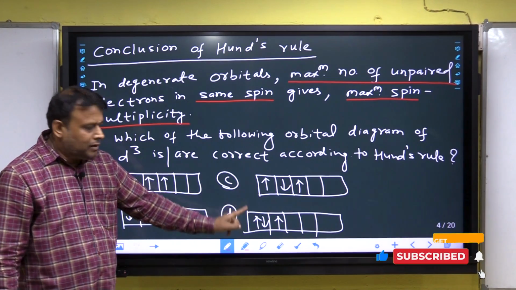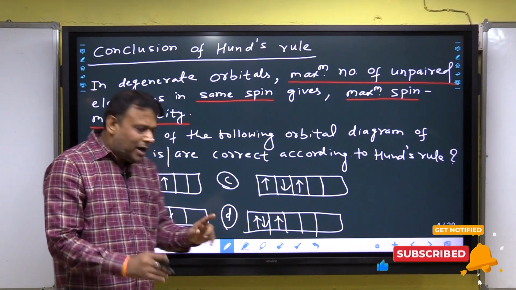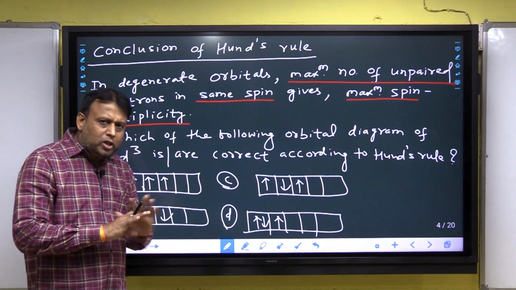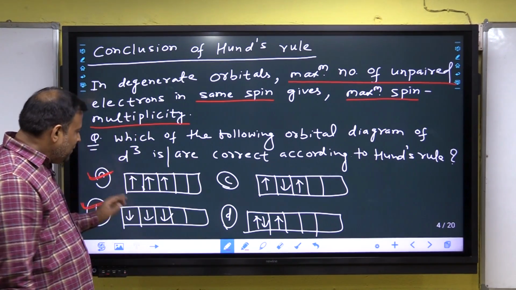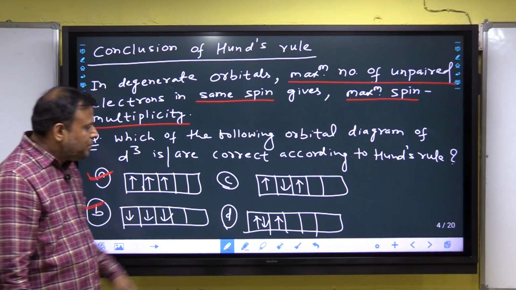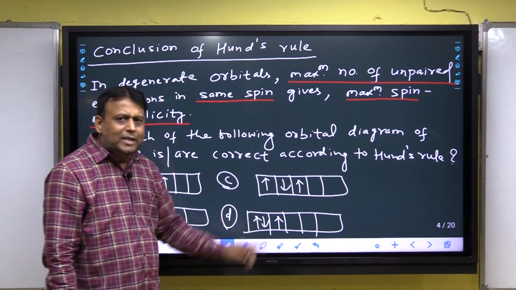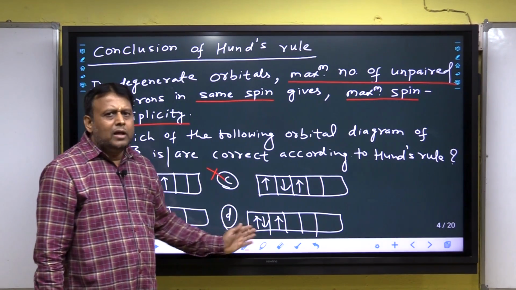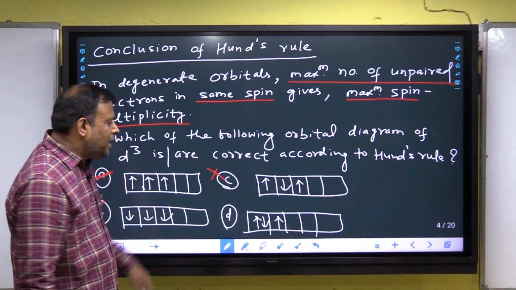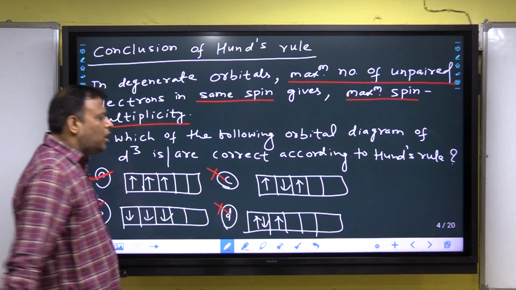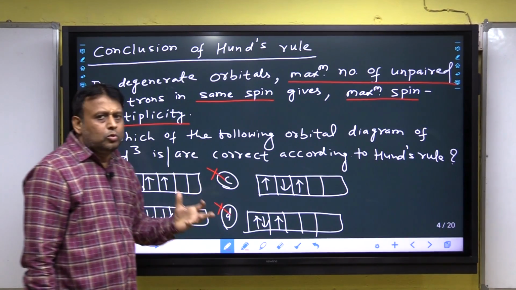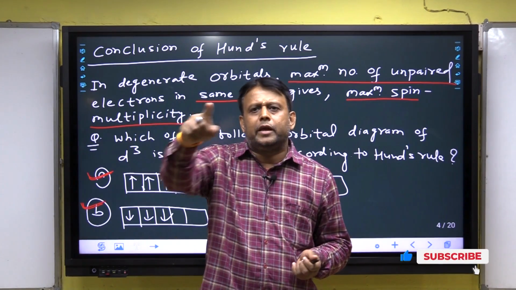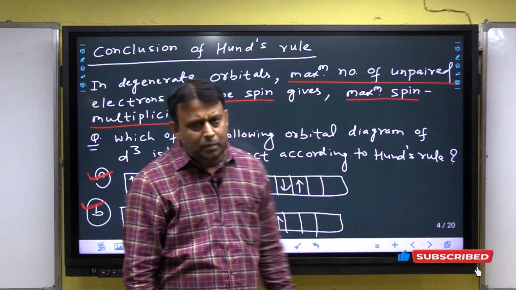But in option C, there are 3 unpaired. In A, B, C, all have 3 unpaired. But in A and B, electron spin is the same, while in C, electron spin is different. Hence C is wrong. And in D, there are fewer unpaired, and hence D is also wrong. Hence Hund's rule is: maximum unpaired in the same spin gives maximum spin multiplicity.